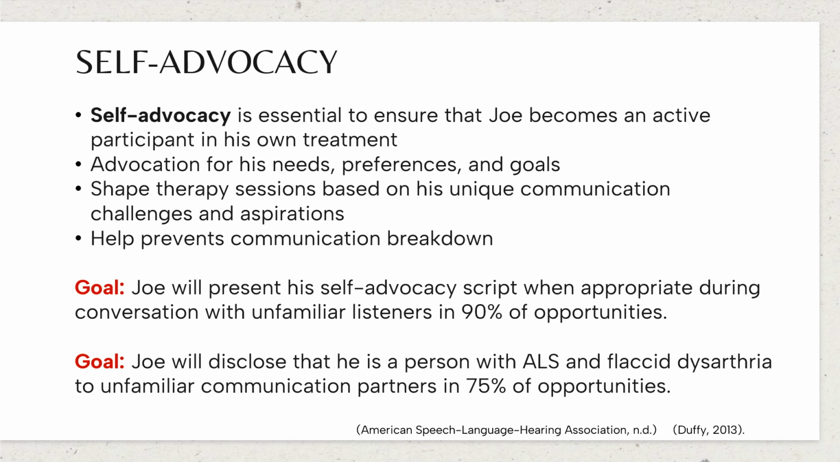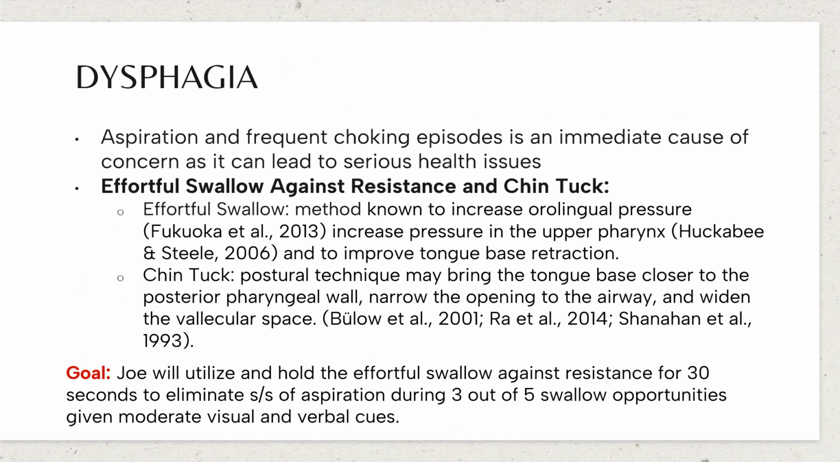These strategies hold particular significance for individuals who use augmentative means of communication. Two example self-advocacy goals include Joe will present his self-advocacy script when appropriate during conversation with unfamiliar listeners in 90% of opportunities, and Joe will disclose that he is a person with ALS and flaccid dysarthria to unfamiliar communication partners in 75% of opportunities.